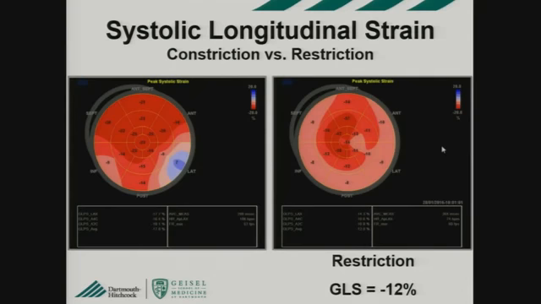And that's in contrast to restriction on the right here, which tends to have a globally reduced longitudinal systolic strain. Here you see minus 12%. And you do not expect that significant difference between the lateral and septal walls.